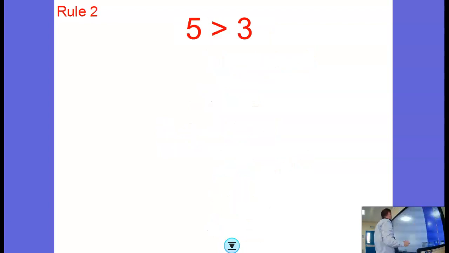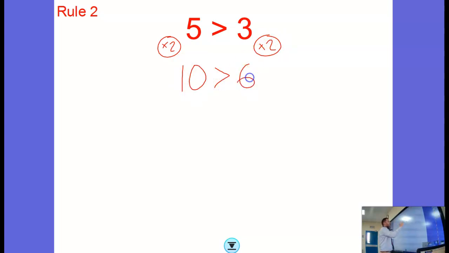Rule number 2 is to do with dividing and multiplying by a negative. If I multiply these both by 2, times by 2, times by 2, I would get 10 is greater than 6. That's still true. Nothing wrong with that. 5 times 2 is 10. Yeah, this is true, no problem.